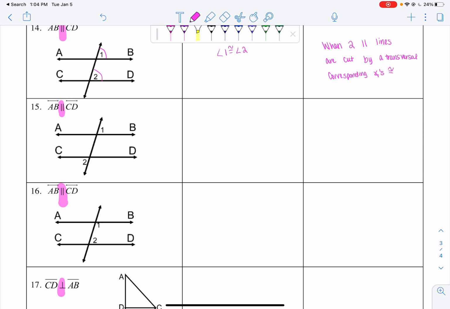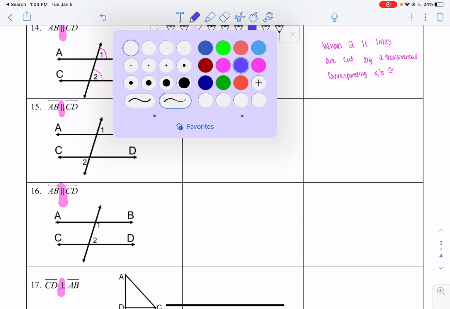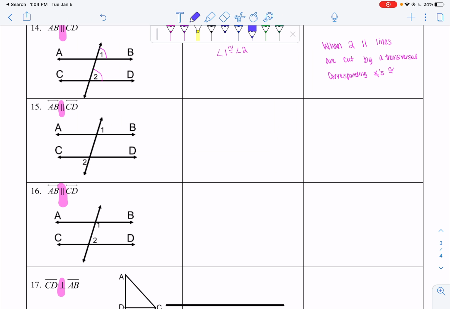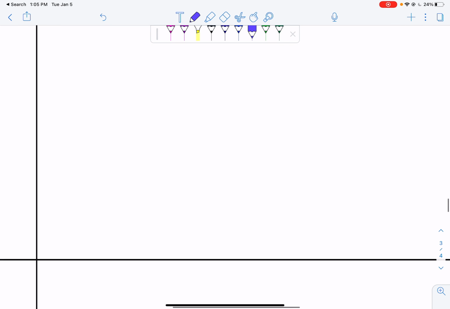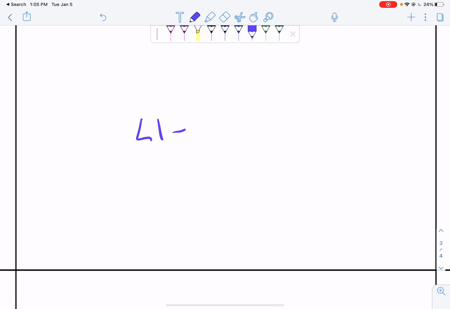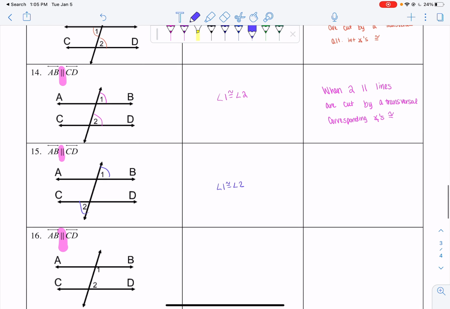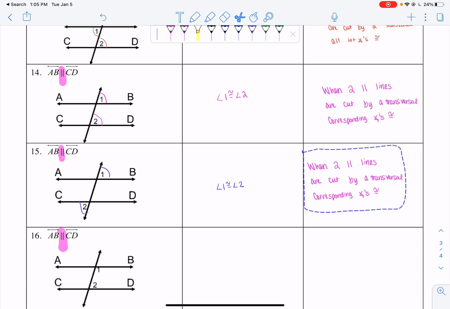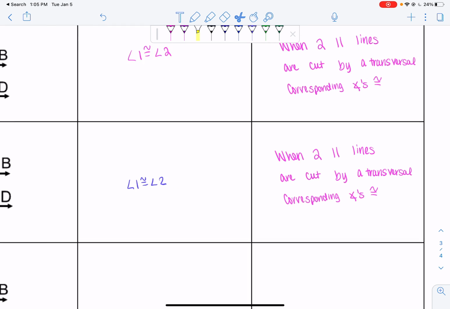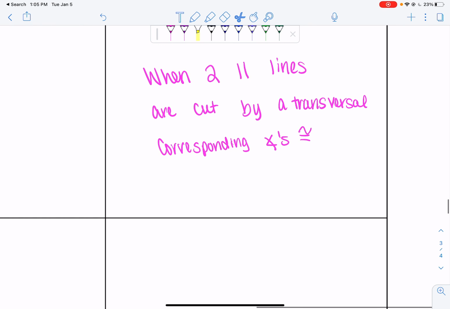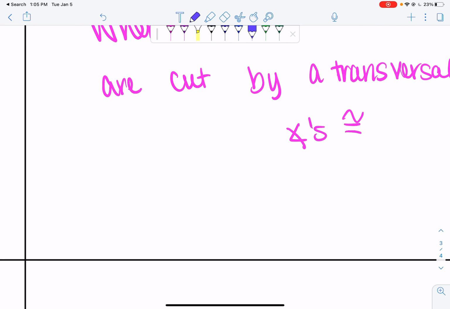In our next example, number 15, I have angle 1 and angle 2. I still have my parallel lines. I can still say that angle 1 and angle 2 are congruent, and that's because they're alternate exterior angles. So my reasoning is going to be the exact same as I've been saying before. When two parallel lines are cut by a transversal, but this time I'm going to say not corresponding angles, I'm going to say alternate exterior angles.